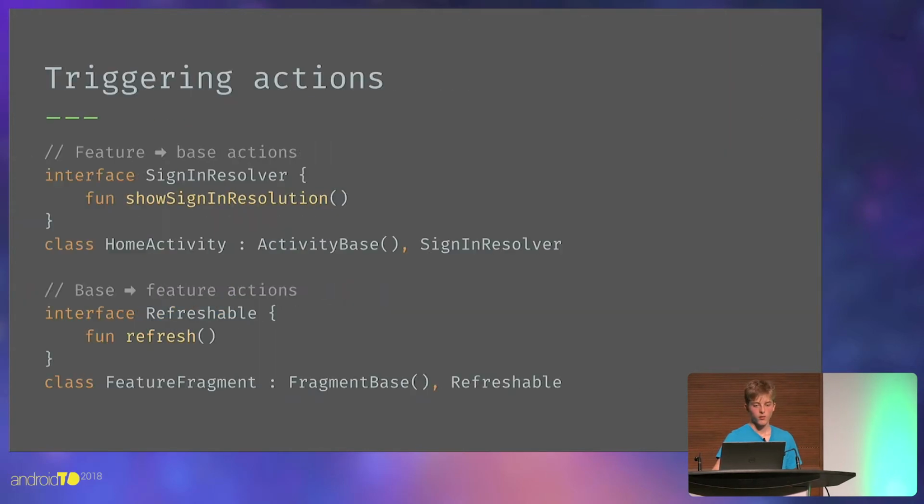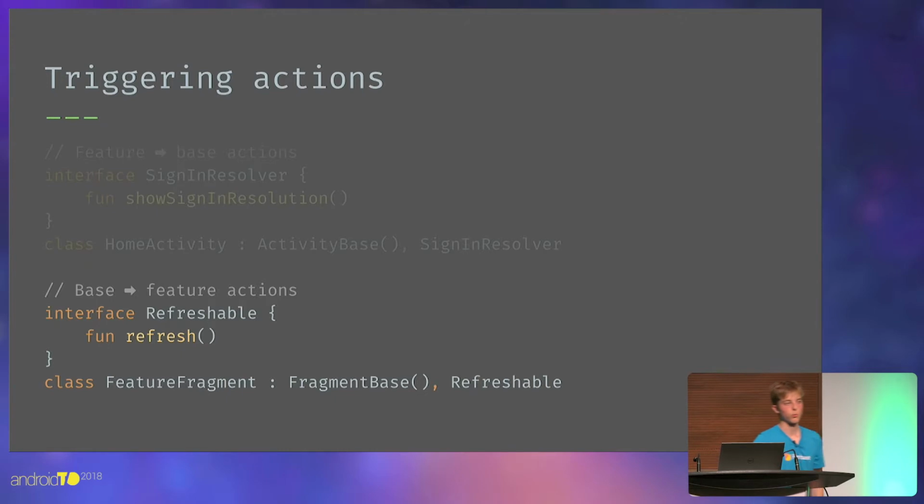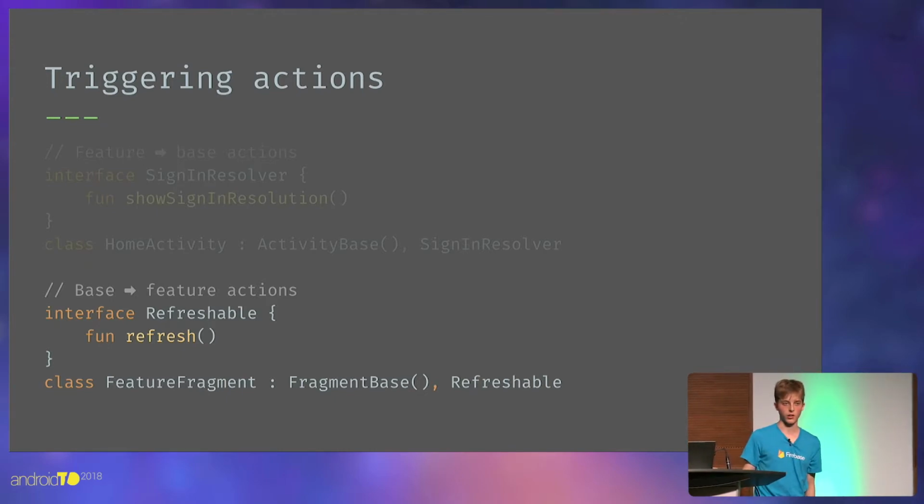If you want to go the other way around, you're still defining your interface in the base, but then you implement it on the base side. And then stuff in your feature modules can just ask, is the activity, or if you have a fragment or something, does it implement this?